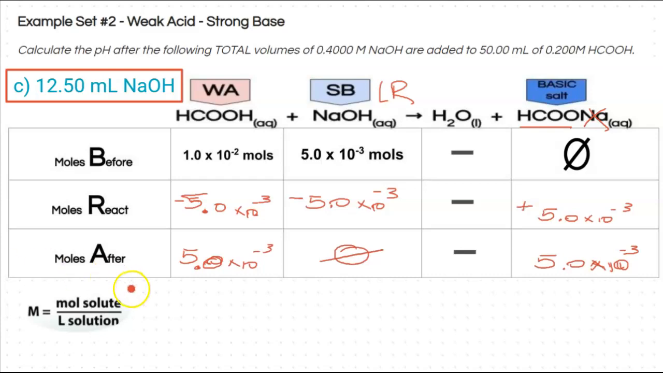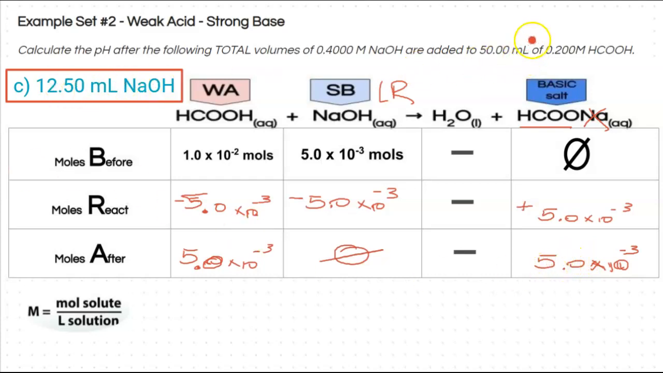All right, so I want concentration again because I need to calculate my pH. In order to get concentration, I have to use this equation. Molarity is equal to moles over liters. These are my moles of acid. These are my moles of base. So to find the concentration, I have to divide by the volume of solution.